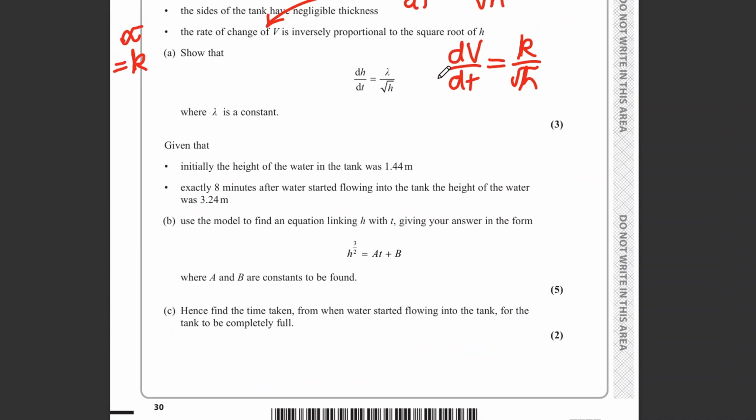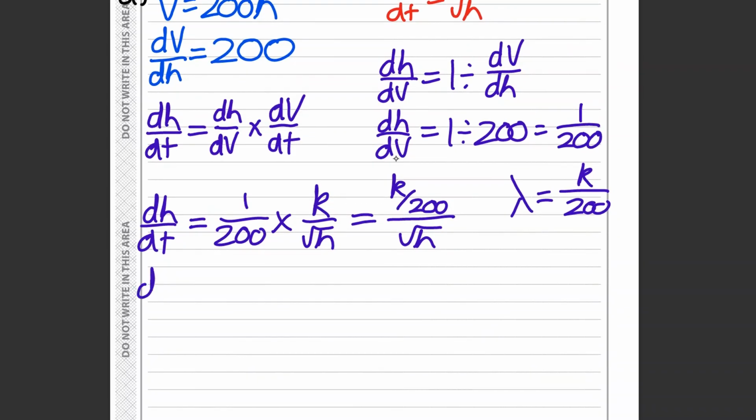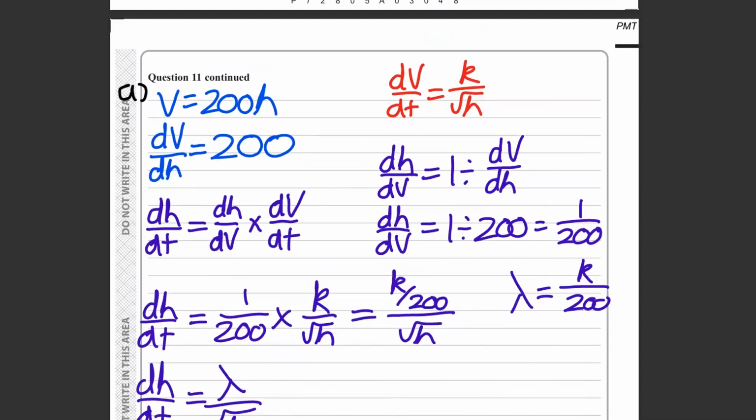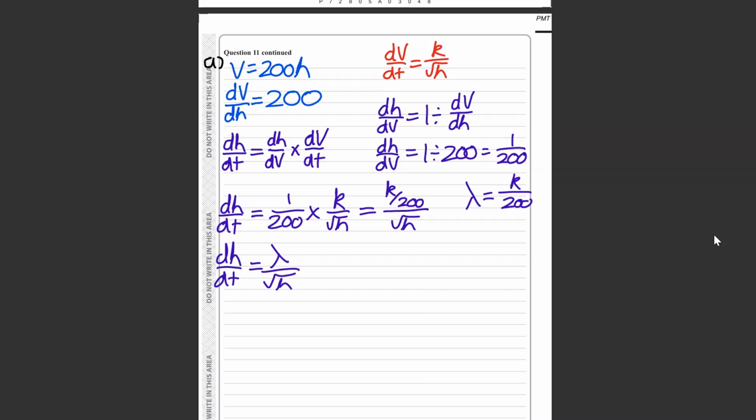If we look at what we need for the final answer, we need this lambda constant in the numerator. So if we say that lambda is equal to k over 200, we can say that dh over dt is equal to lambda over root h, which is what's required. This is worth 3 marks. In order to get the 3 marks here, you get 1 mark for getting that dh over dV is equal to 1 over 200. You get another mark for doing this here, and then you get another mark for getting the final answer.